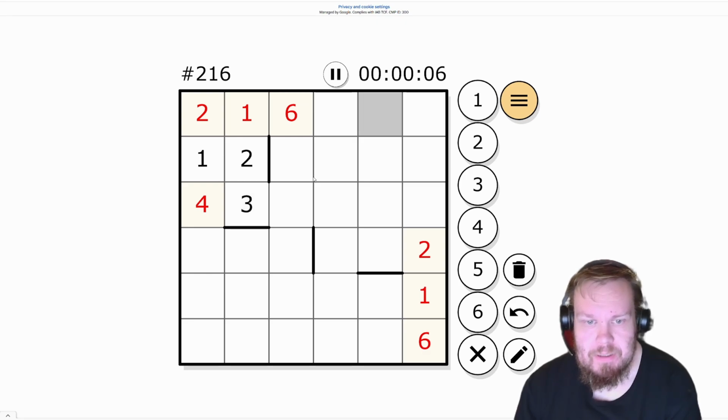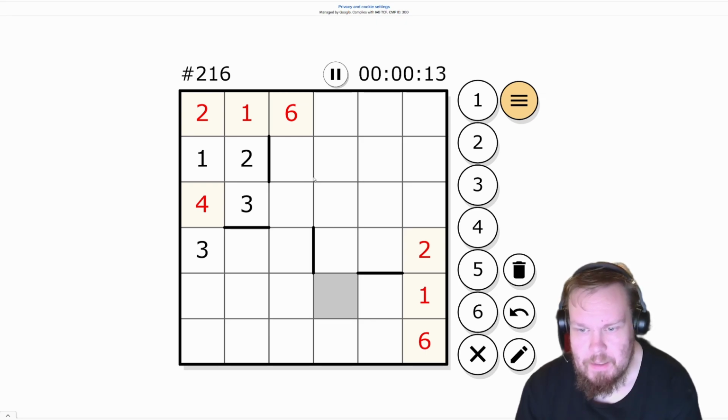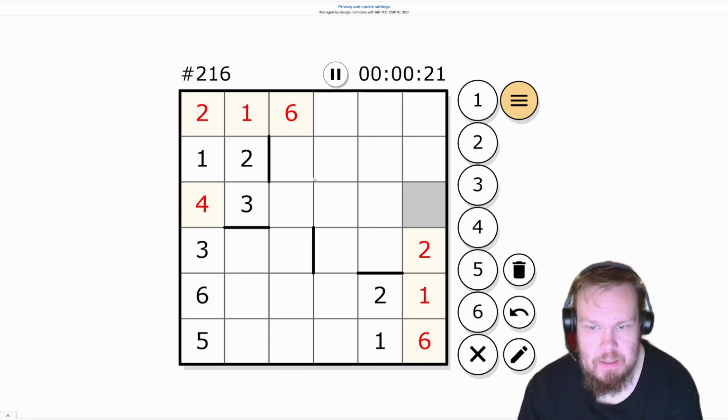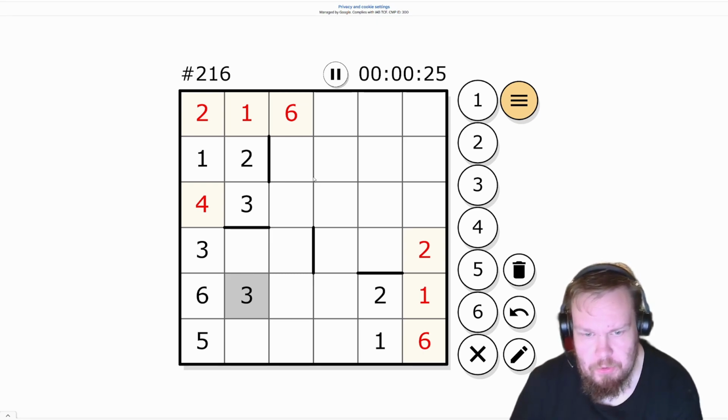Let's start with the obvious ones here and get them out of the way. Then we are missing 5 and 6 here, so 5 and 6, and it's done. This one will have another 3 and a 2 and a 1 and a 2. This one is missing 4 and 5, and this one is missing 3 and 4.